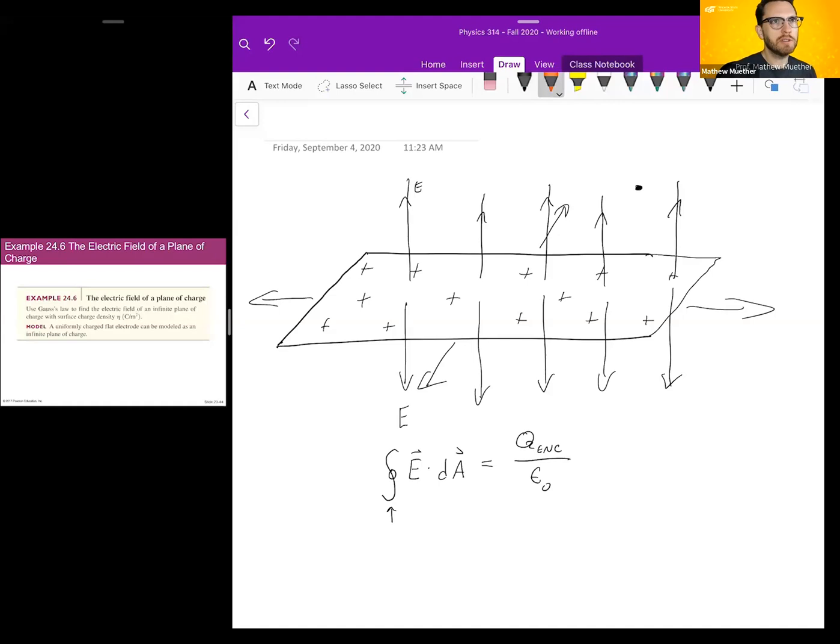So what's a good Gaussian surface for me to pick here? Well, remember we said it's very convenient if the electric field is perpendicular or parallel to my Gaussian surface, because if the electric field is parallel or tangential to my surface, it contributes zero flux. If the electric field is running along the surface, it never goes through that surface, and so it doesn't generate a flux. And if I have the electric field completely perpendicular, then that dot product term just gives me the product of the area times the electric field.